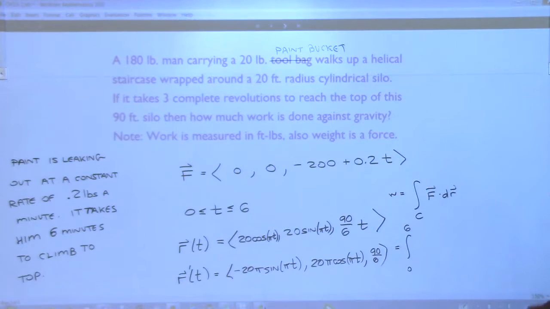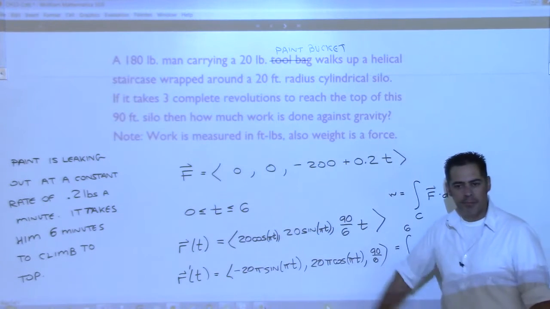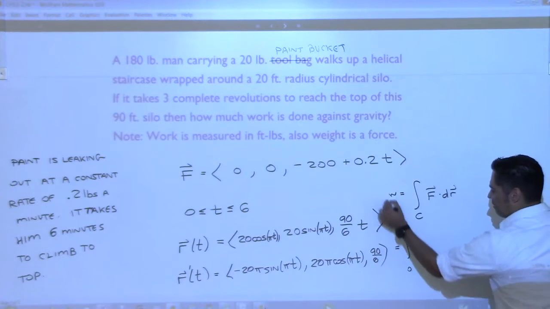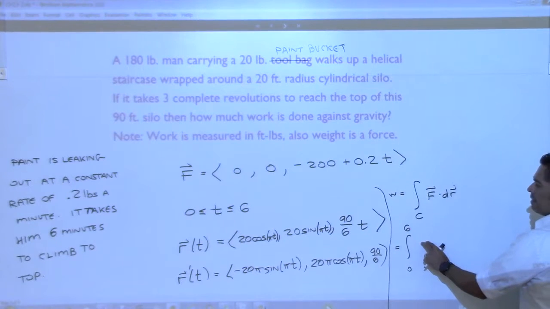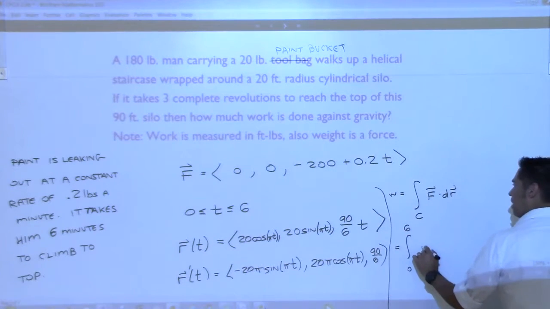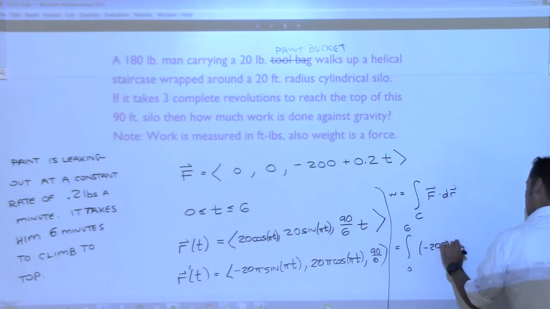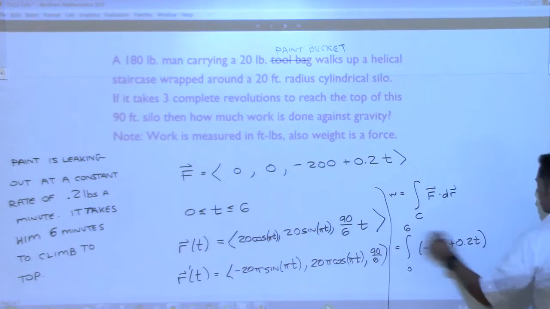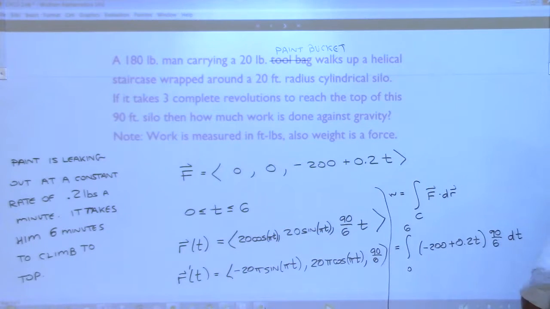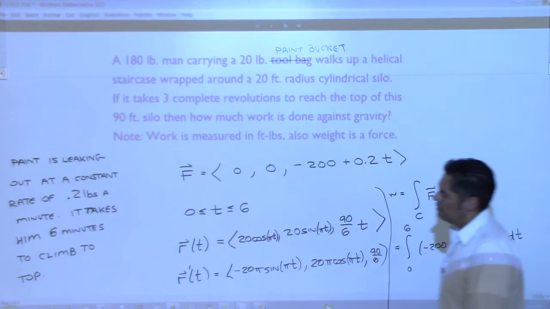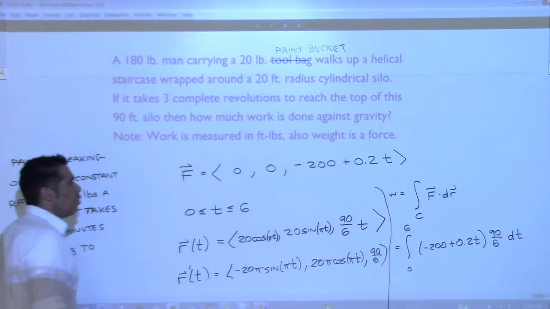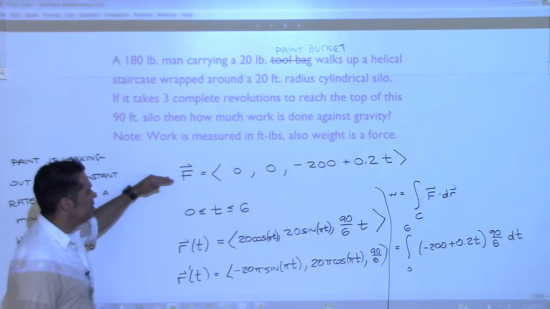You didn't have to do that though. We don't, because when we dot it, we're only going to get the last component anyway, right? But it is what it is. So this is F dotted, so this dotted with this just gives us negative 200 plus 0.2 t times 90 over 6 dt. And then from there we could distribute through, and that's a pretty simple integration also, right? All right, I'm not going to finish that, but that's the integral for it.